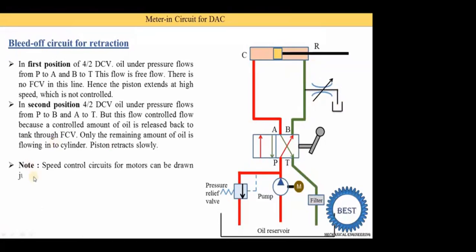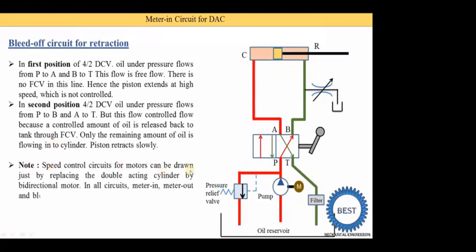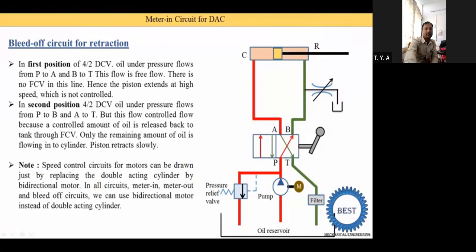Now here a certain note is written. The speed control circuit for the motor can be drawn just by replacing the double acting cylinders by bidirectional motors. Instead of this double acting cylinder, the theory name is changed. Here the bleed off circuit is there, by mistake the meter in circuit is written. So the bleed off circuit for double acting cylinder we are studying. But in every case, that is in meter in circuit, meter out circuit, or bleed off circuit, instead of the double acting cylinders they are asking about the motor.